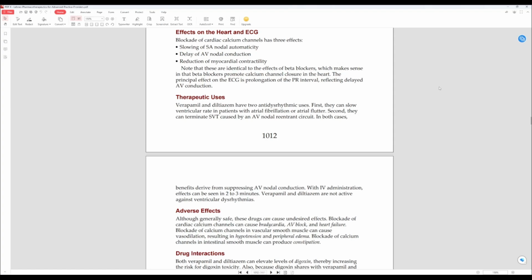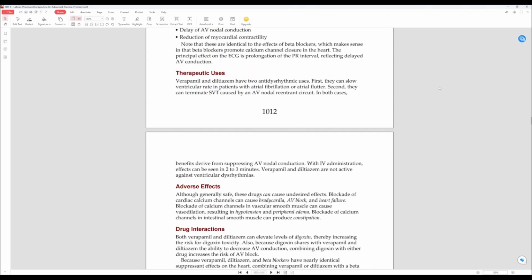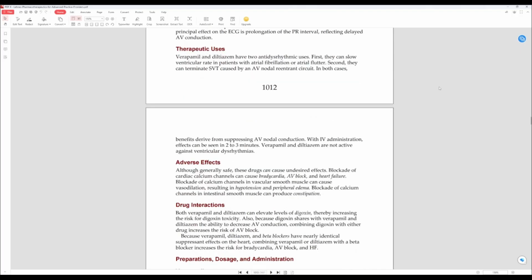Note that these are identical to the effects of a beta blocker, which makes sense in that beta blockers promote calcium channel closure in the heart. The principal effect on the EKG is prolongation of the PR interval, reflecting delayed AV conduction. Its therapeutic use. Verapamil and diltiazem have 2 antidysrhythmic uses. First, they can slow ventricular rate in patients with AFib or aflutter. Second, they can terminate SVT caused by AV nodal reentrant circuit.